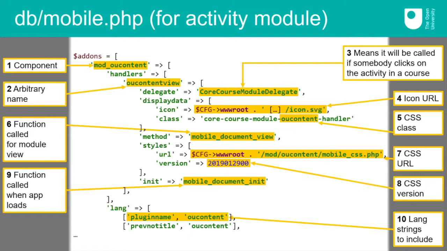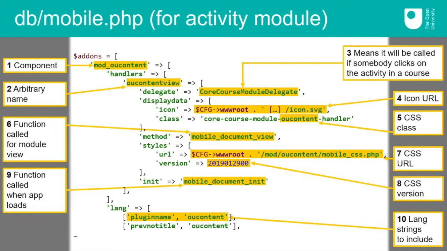And then inside that there's an array of handlers. Normally you only need one handler. Each handler has an arbitrary name. You can make up what you like. Within that, you specify a delegate, and we're using core course module delegate. There's a number of these that are available, and they control where it connects into the app, so when the app calls into your plugin. So if you use this one, then it's for an activity module, and your plugin is going to get called if someone clicks on the activity in a course.